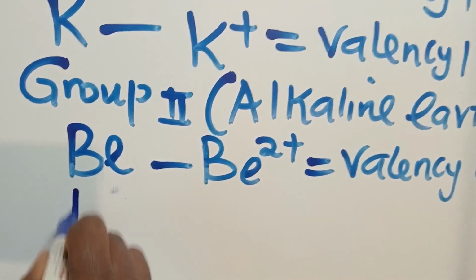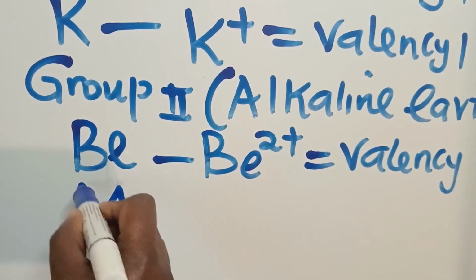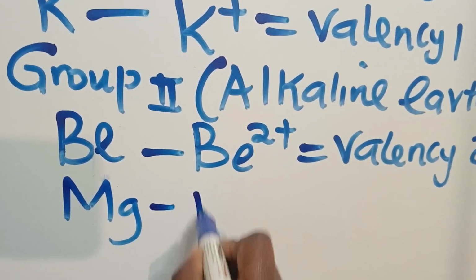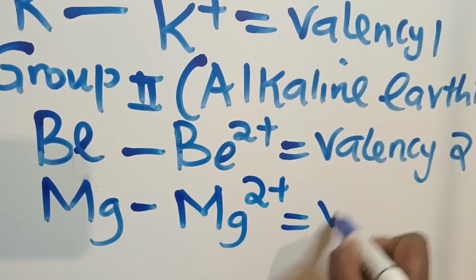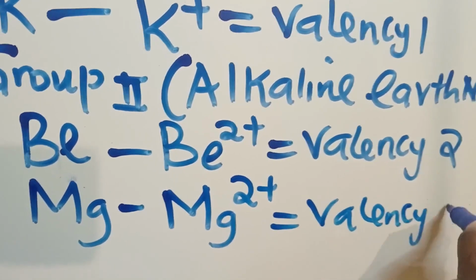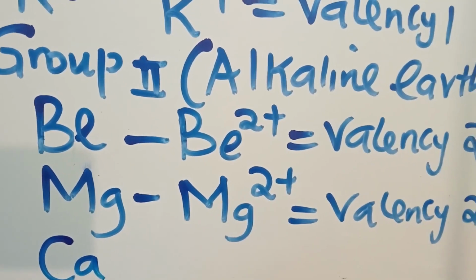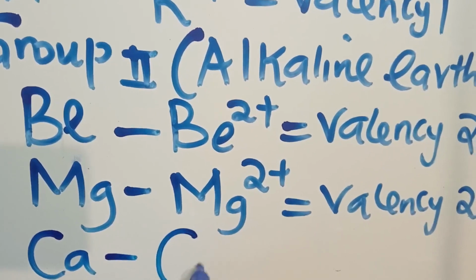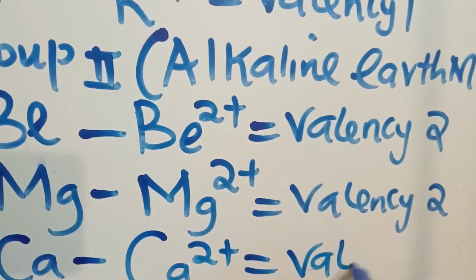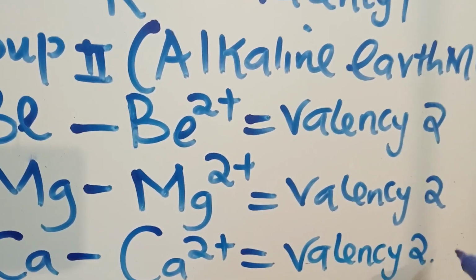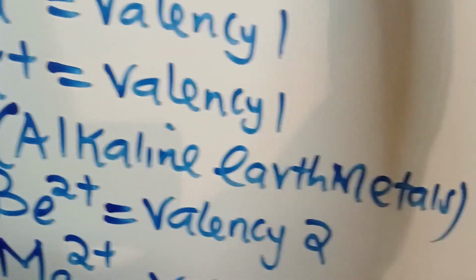Next we have magnesium with a capital M. Remember, capital M has corners, forming magnesium ion. Again, valency is 2. Next, in group 2, we have calcium, forming calcium ion, again with the valency 2. From there, we go to group 3.